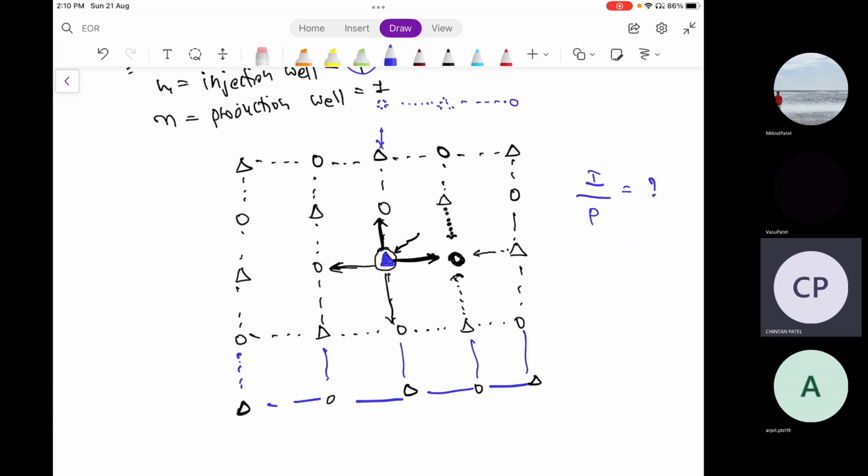So each production well, if I say, let's say this is 100% giving me the injection, I'm injecting 100 liters. So it will split around these four. That means 25 will go into each. Correct? Yes, sir.